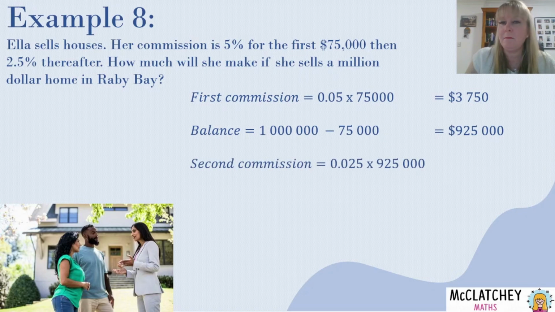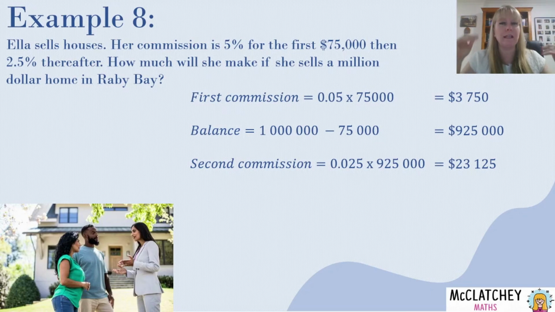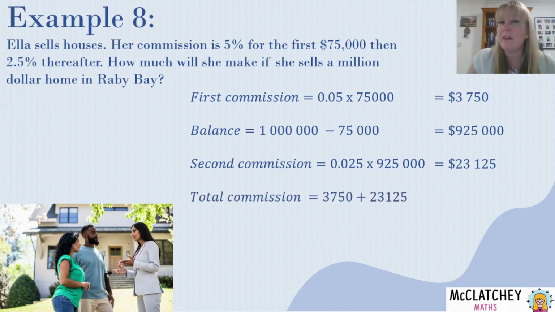So here's our second commission now. 2.5% is 0.025 as a decimal. Multiply that by $925,000, and her second commission is $23,125. So you can see here where the beauty of setting your working out with some clear words explaining what you're doing is really important, because you're going from one calculation to a different calculation to another calculation, and now finally to your fourth calculation where you add the two commissions together and come up with your final answer.